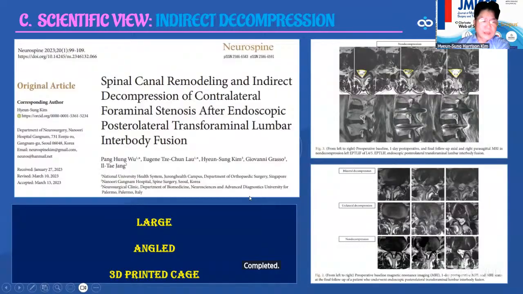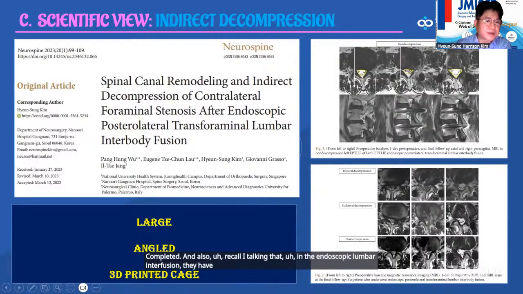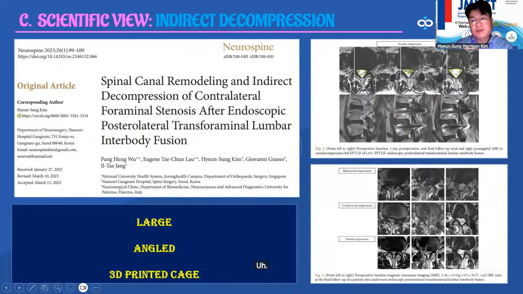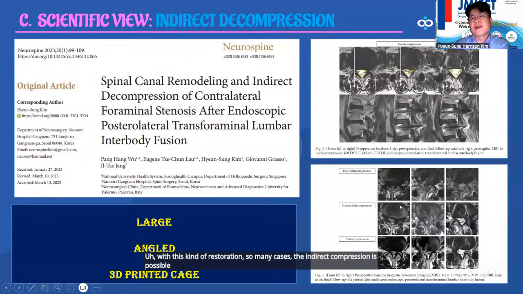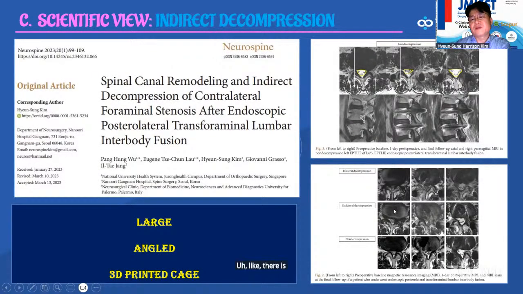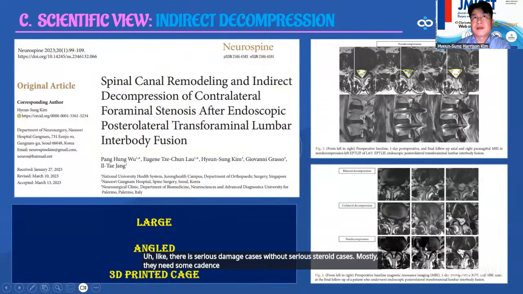And also, Nikolai talked that in endoscopic lumbar interbody fusion, indirect decompression is possible. This is my paper published in Neurospine, talking that with this kind of restoration, in so many cases indirect decompression is possible. Like in very serious stenosis cases, mostly they only need some cage insertion for a successful operation to be possible.